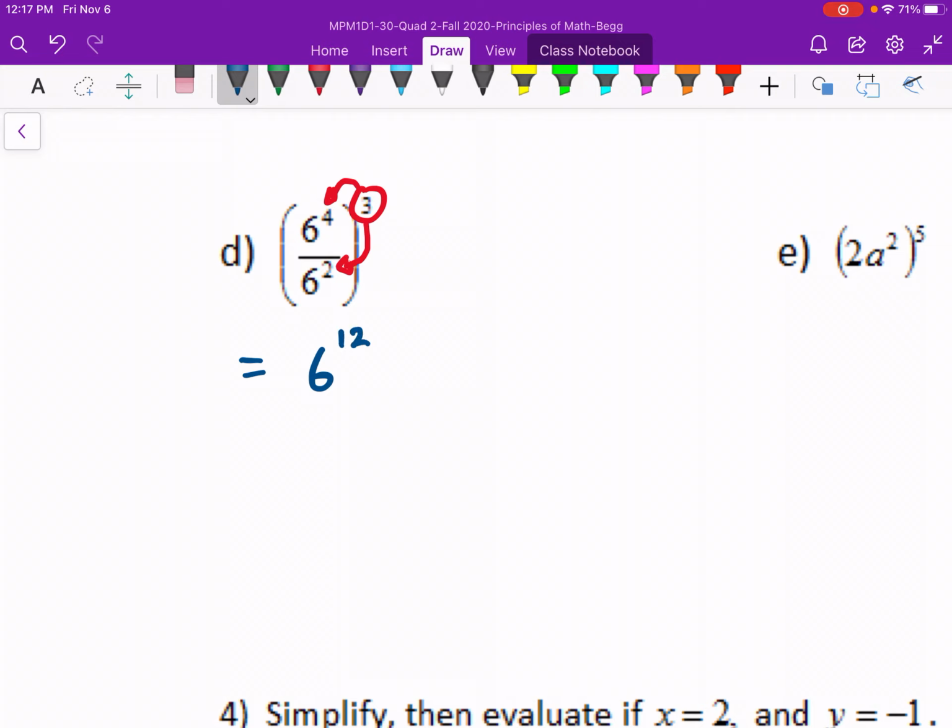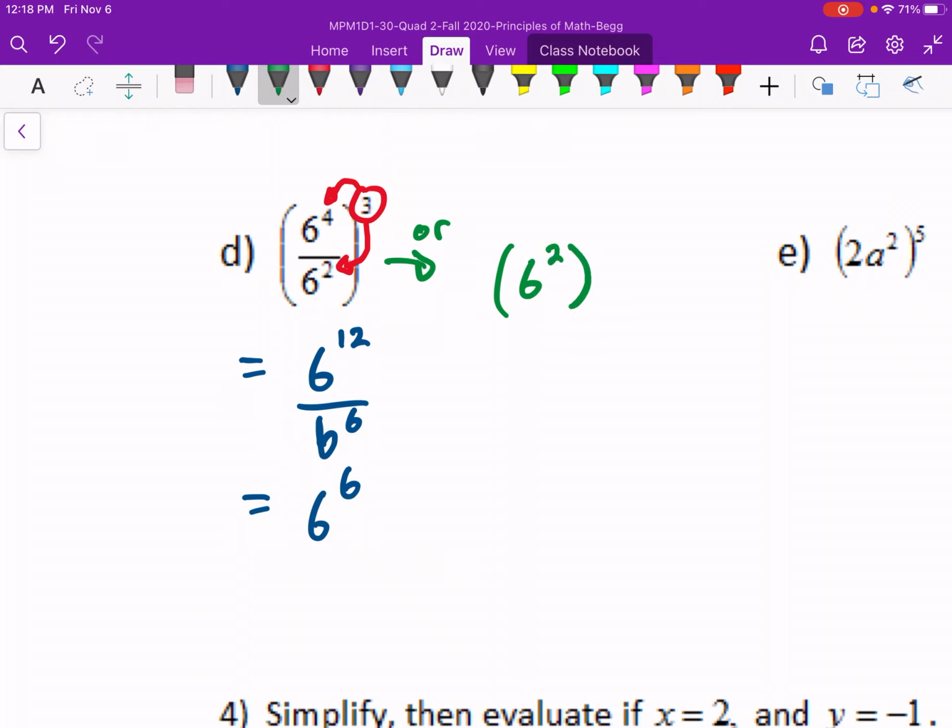So it'd be 6 to the 12 over 6 to the 6, and then I could subtract the exponents, and 12 minus 6 is 6. So that's one way of doing it. But then after I started, I realized if I follow order of operations, I could actually simplify the inside of the brackets first. And 6 to the 4 divided by 6 to the 2 means I subtract the exponents. And I still have the 3 on the outside. And then if I do powers of powers, 2 times 3 equals 6. And I get the same answer again.